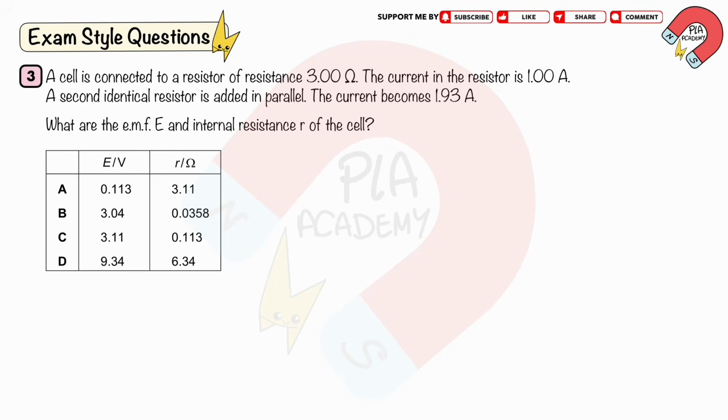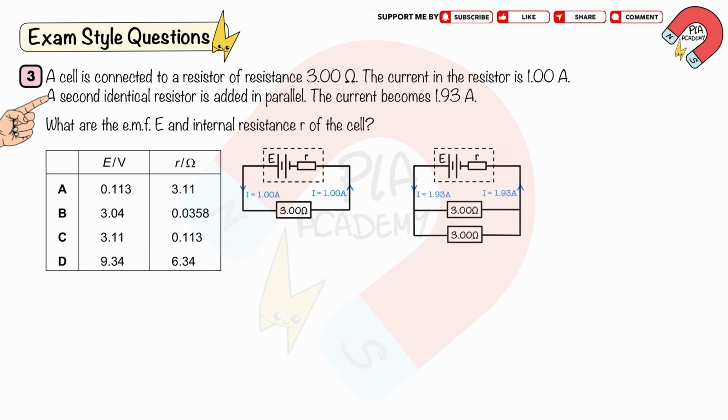Exam style question 3. A cell is connected to a resistor of resistance 3.00 ohms. The current in the resistor is 1.0 amperes. A second identical resistor is added in parallel. The current becomes 1.93 amperes. What are the EMF E and internal resistance r of the cell?